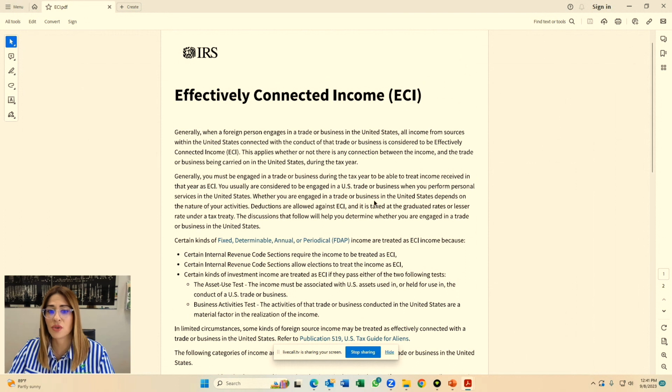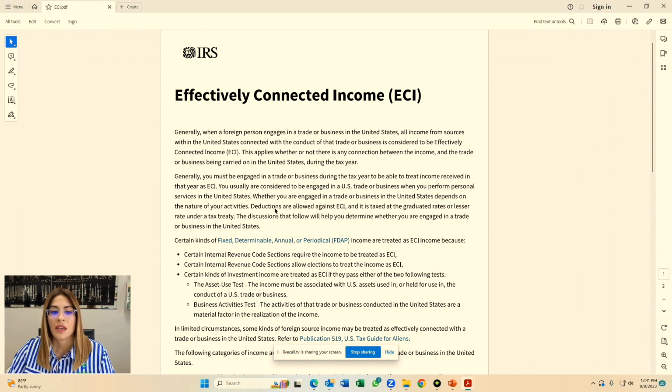Whether you are engaged in a trade or business in the U.S. depends on the nature of your activities. So somebody who never sets foot here, like an Amazon seller, they don't have ECI because they never set foot. They don't have ECI if nothing connects them to the U.S. So if they don't have an office here, if they don't move here, if they don't have inventory here, if they are completely removed from the U.S., then that is not ECI.